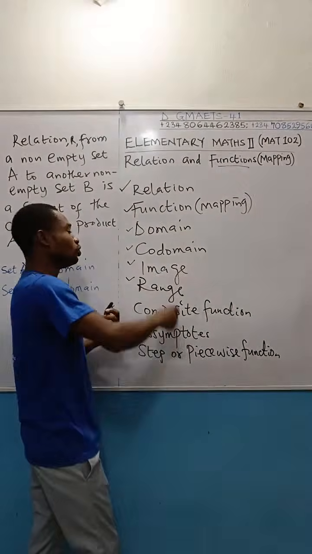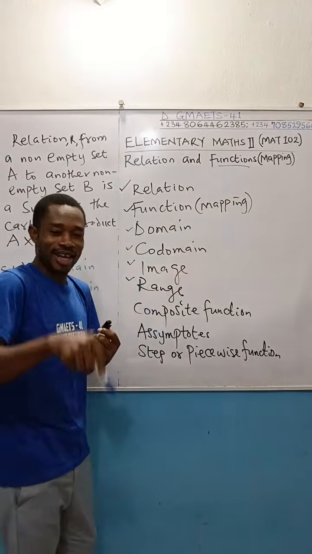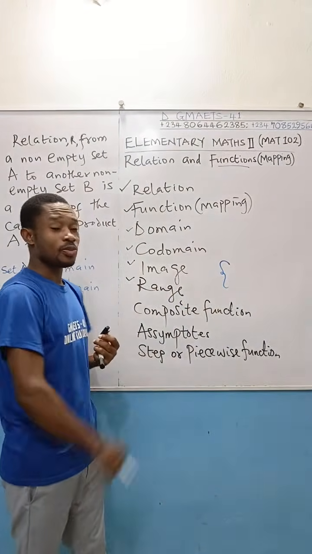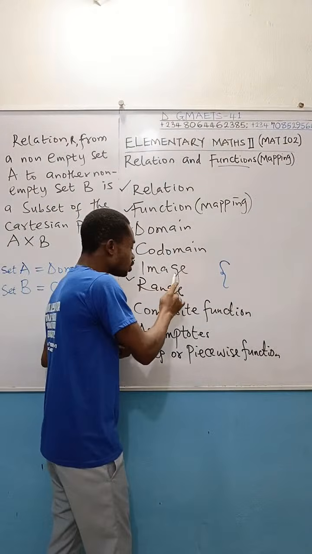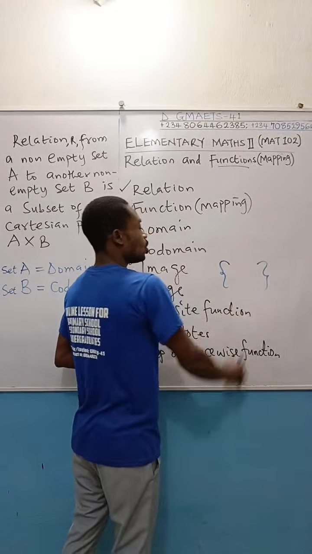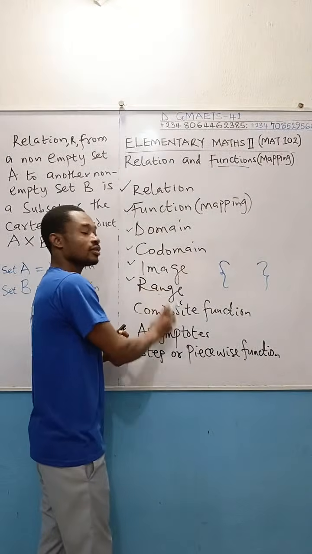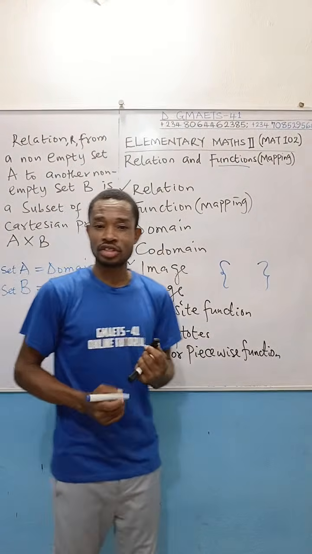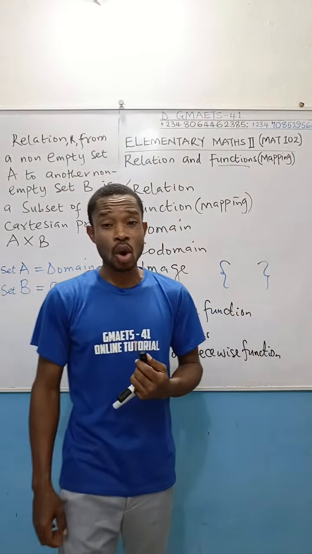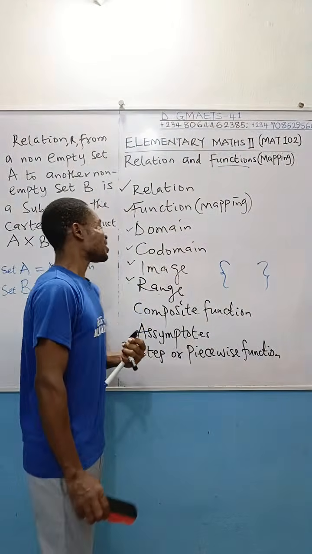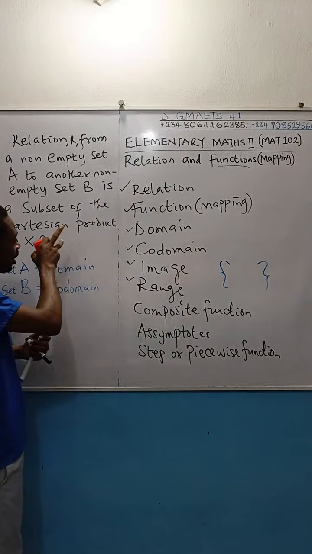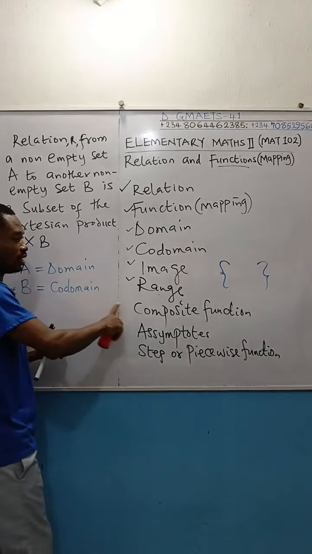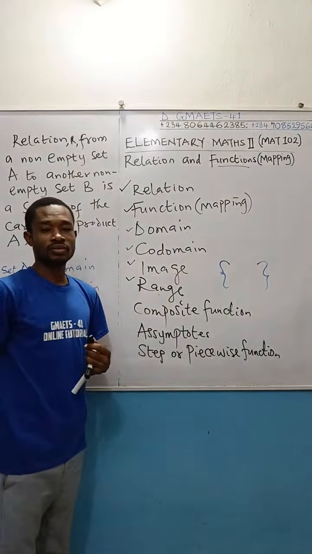Now, if you use the image to form a set, you must have these brace brackets. Once the image forms a set, the set of the image is now called the range. The set of the image is now called what? The range. So that's the whole concept about what a relation is, with respect to giving us domain, codomain, image, and range.